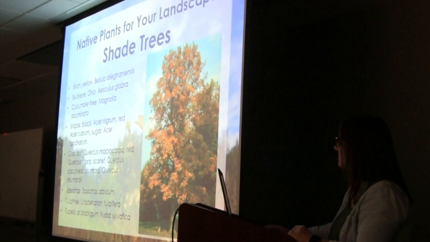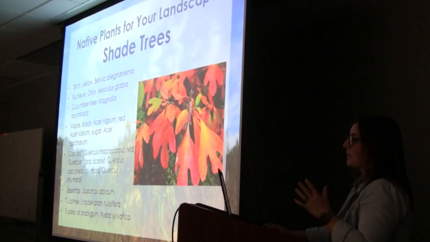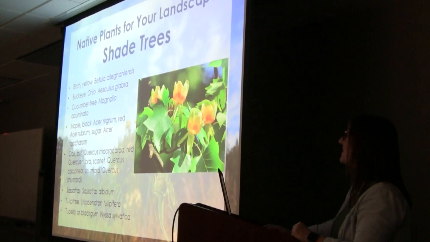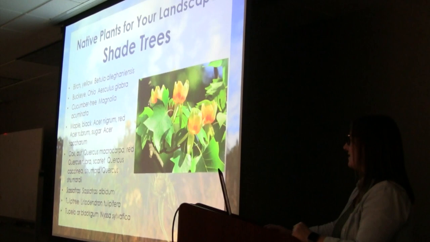Sassafras, nothing has fall color quite like sassafras. Tulip tree, if you want a fast growing tree that's going to grow tall and straight and big, tulip tree is a good choice. And I have to save my favorite tree for last, the black gum, also called the tupelo.